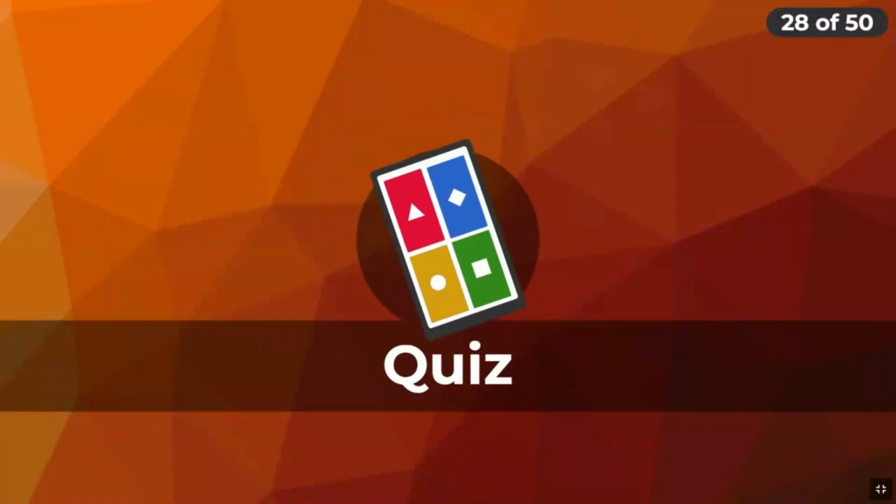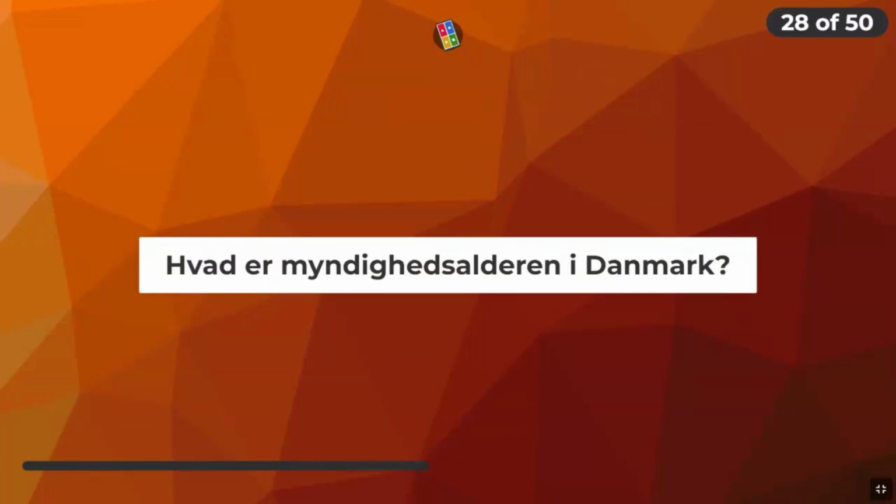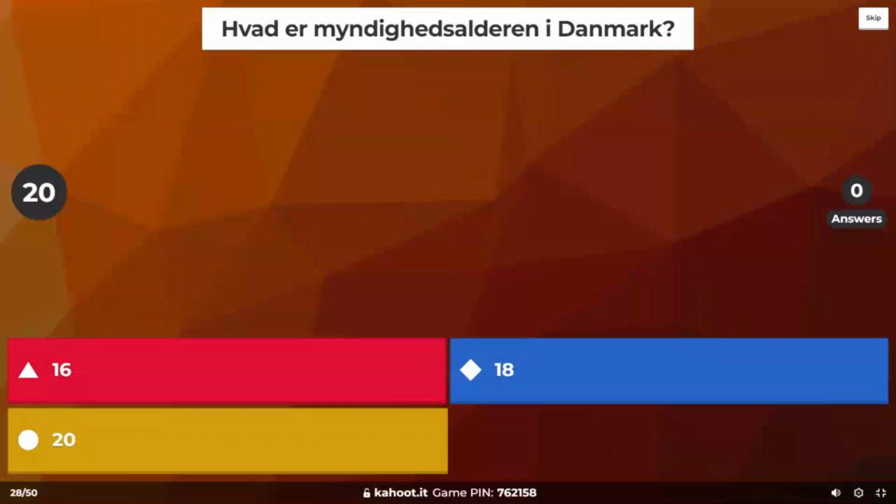So the power to judge on criminal cases and all kinds of different cases, not just criminal, civil cases as well, lies with the courts. So power is split three ways in Denmark, as in most countries: executive, legislative, and judiciary. All right, on to the next one.